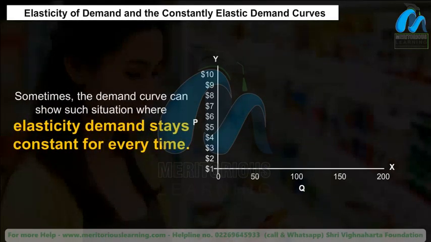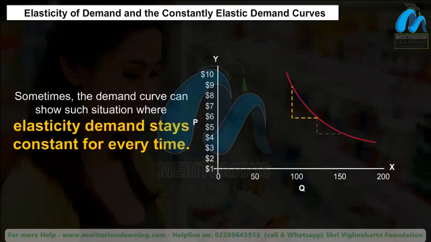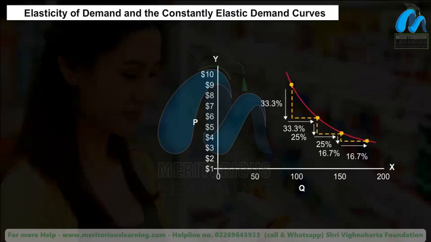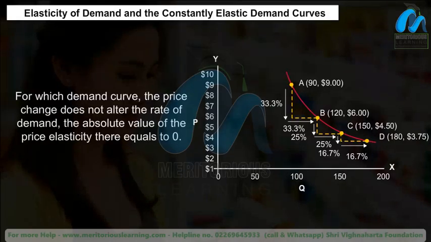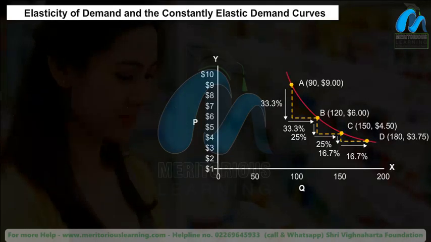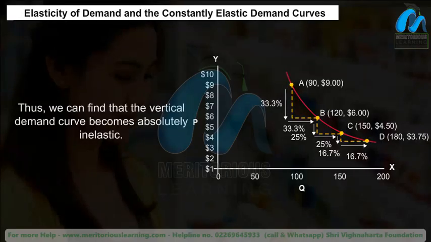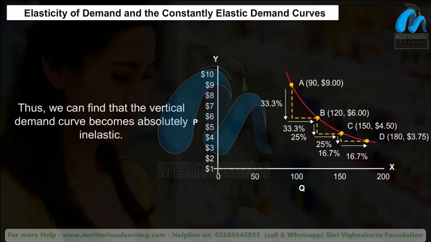Sometimes the demand curve can show a situation where elasticity of demand stays constant every time, for which demand curve the price change does not alter the quantity demanded. The absolute value of the price elasticity there equals zero. Thus we can find that the vertical demand curve becomes absolutely inelastic.